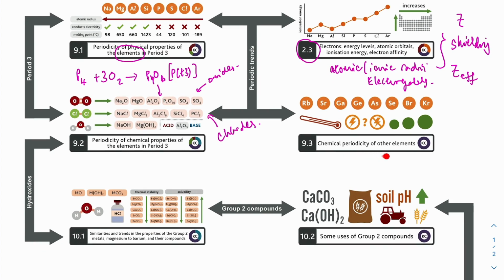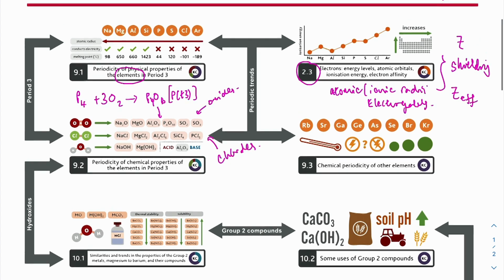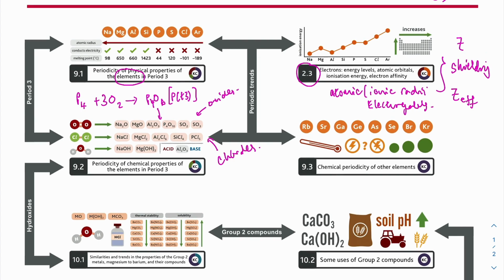In terms of chemical periodicity of other elements, this is another period of elements, but as we know, the chemical reactivity is governed by the number of electrons in your outermost shell. So group 1 metals have similar properties between sodium and rubidium because they all have 1 electron in the outermost shell. Therefore, we expect rubidium to show similar reactivity as sodium, as potassium, etc. Okay.